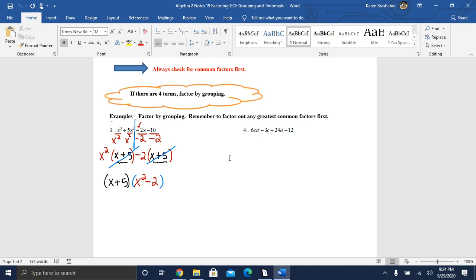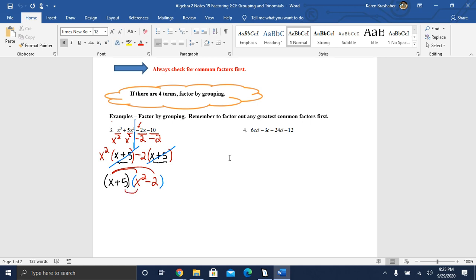If you'll remember from multiplying, whenever we multiplied a binomial, a parentheses by another binomial, we ended up getting 4 terms. So if we were to take x times x to the second, we would get x to the third. If we were to take x times -2, we would get a -2x term.